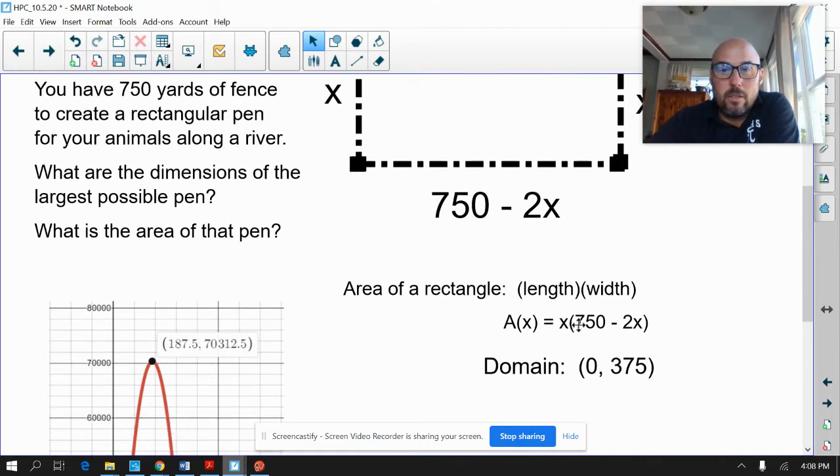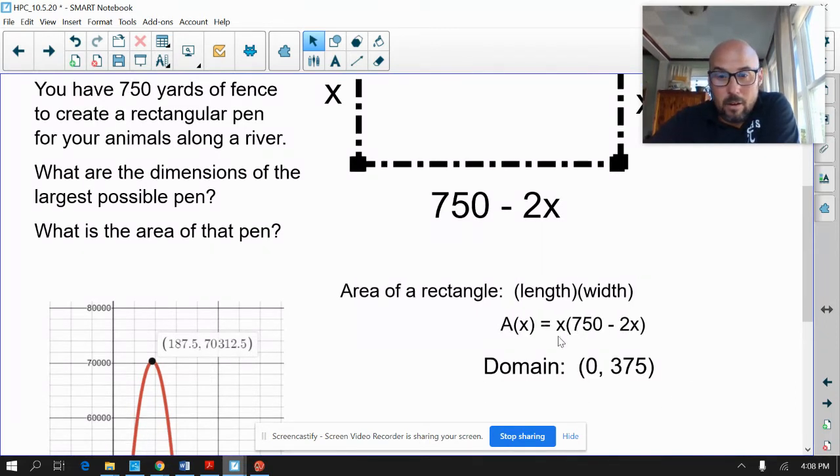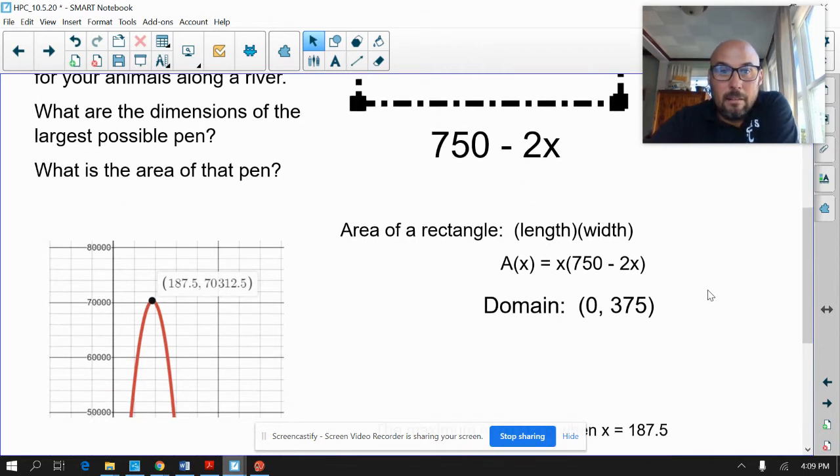Okay, so now what do you do? This is, believe it or not, the hardest part. If you can get this, then you're going to be great. From here on out, the technology is doing all the hard work. You're going to graph this and then find the maximum. Notice x times 750 minus 2x is equaling the area. So the y value is the area.